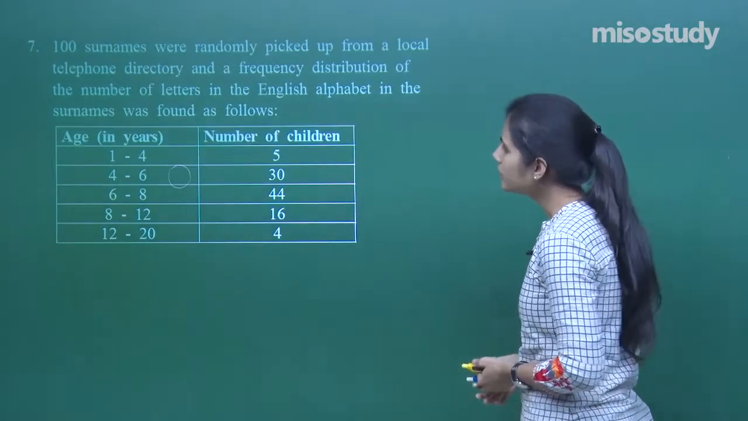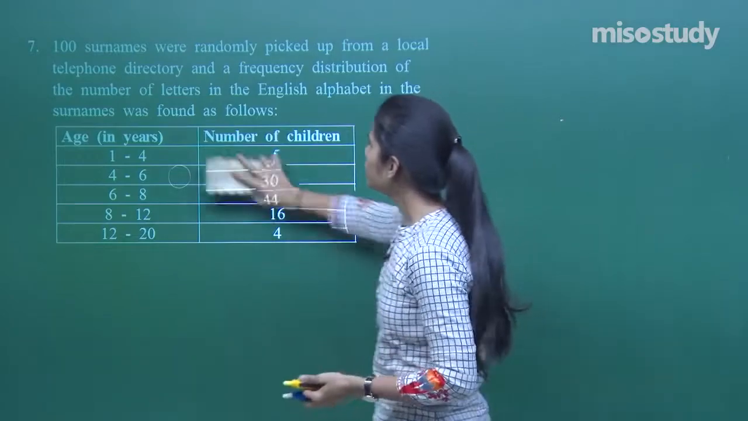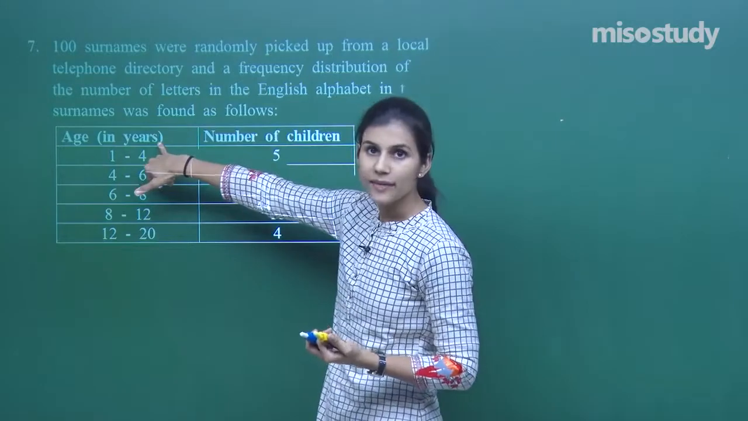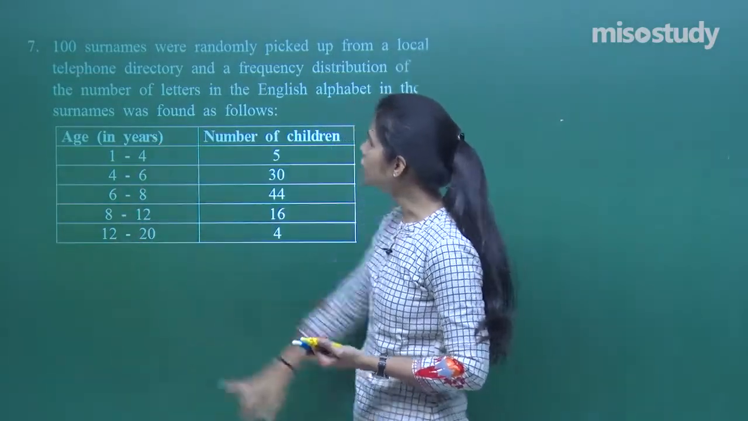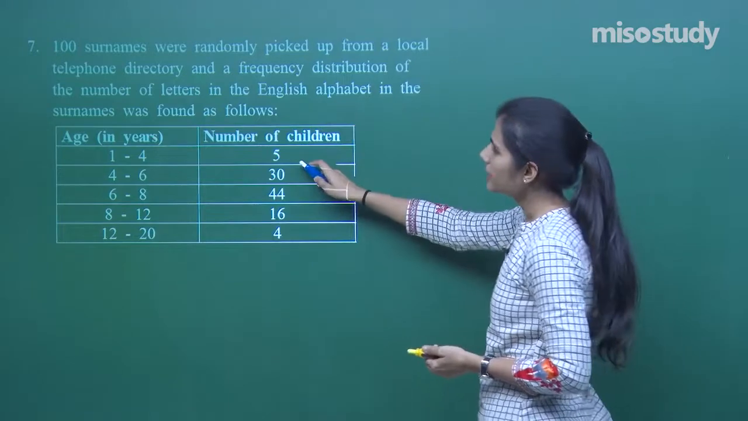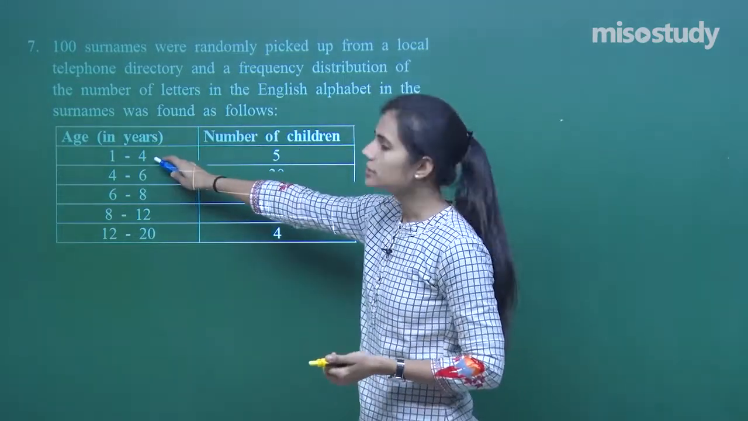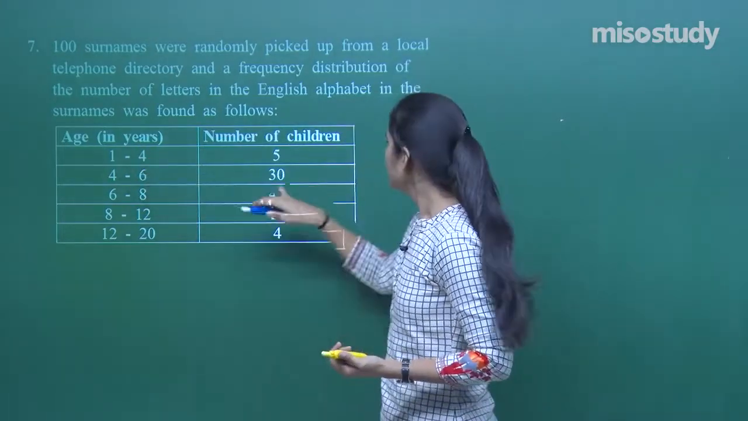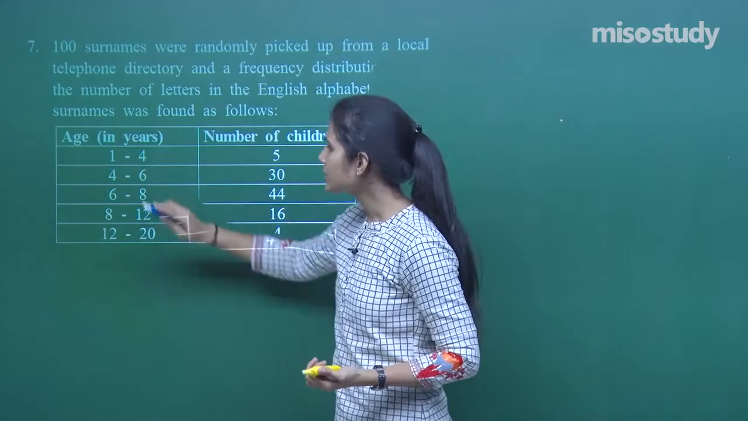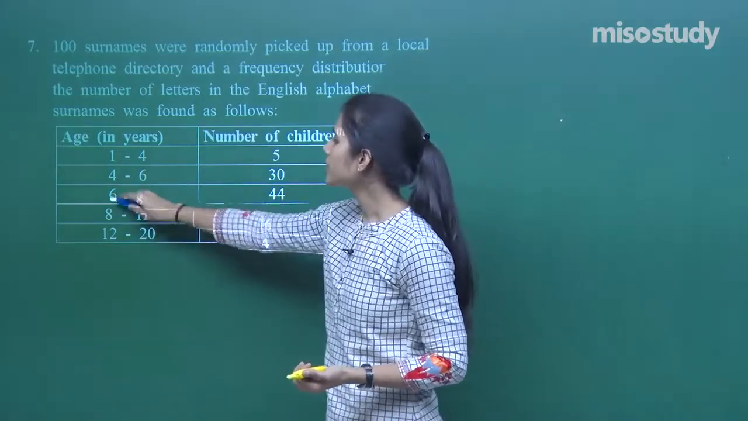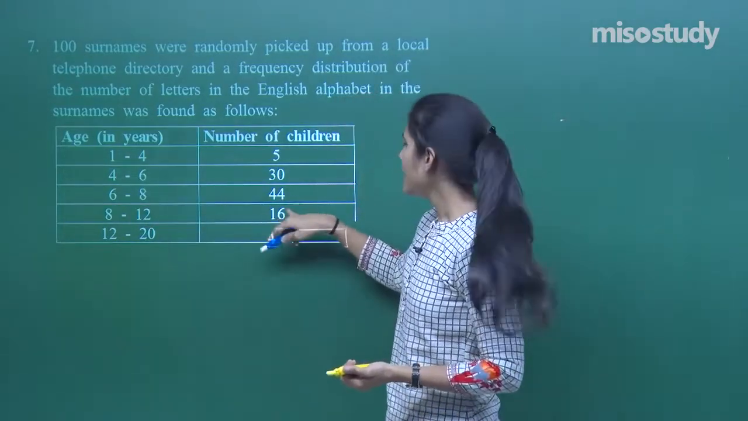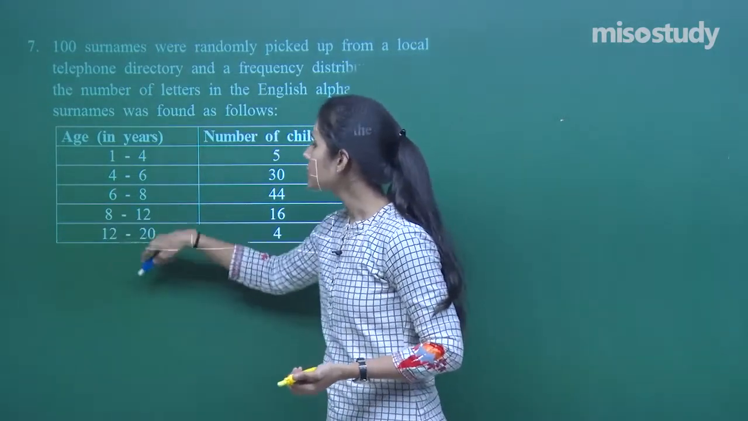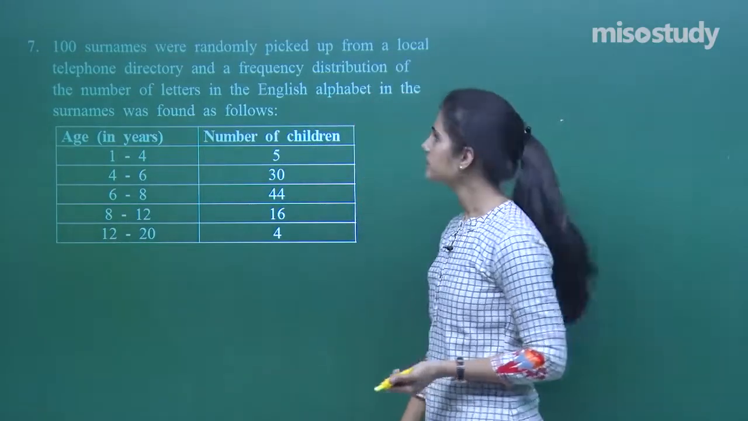So what we have to do here, it is saying that this is actually the surnames, okay, and the letters in the surnames are here. This is not age. It is actually that 5 people are there whose surname is containing 1 to 4 letters. 30 are there whose surnames are containing 4 to 6 letters. 44 people are there whose surnames are containing 6 to 8 letters in English. And 16 people are there whose surname is containing 8 to 12 letters. And 4 people are there whose surnames are containing 12 to 20 letters in English.